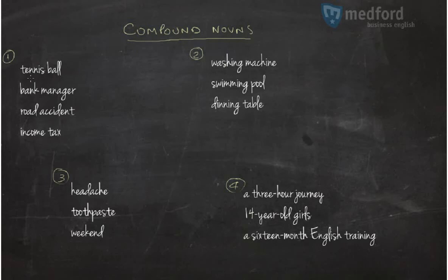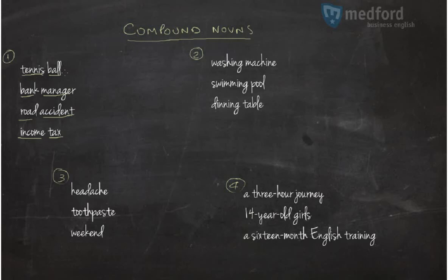Tennis ball. Why do I put tennis ball like this, in this order? Because tennis is a noun. Noun is a substantive. And ball is also a noun. So it's a noun plus a noun. Okay, a road accident. So road is a noun, accident is a noun. Same thing here. But the first one is like an adjective for the second.